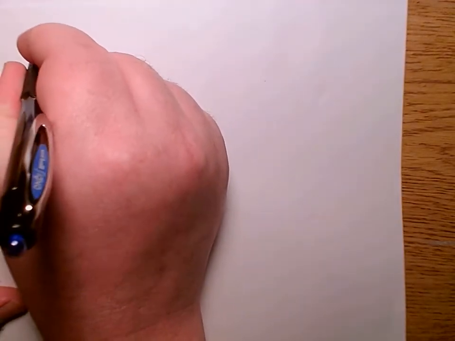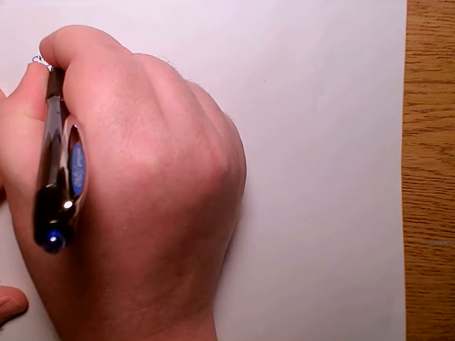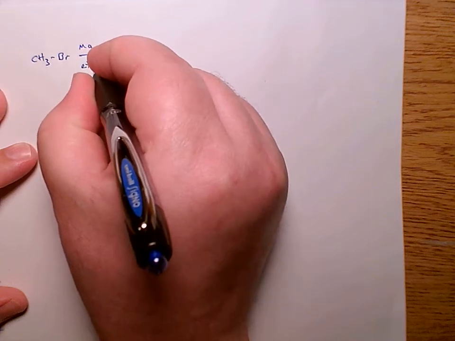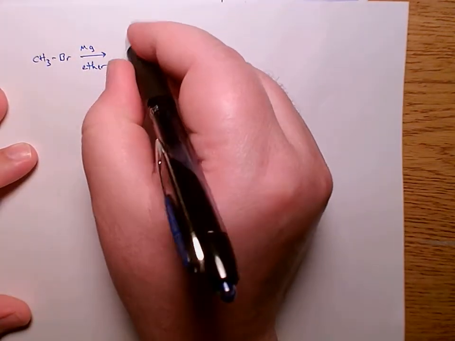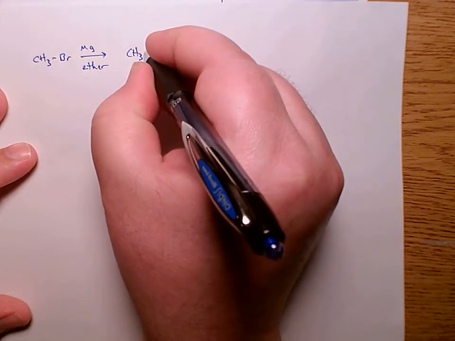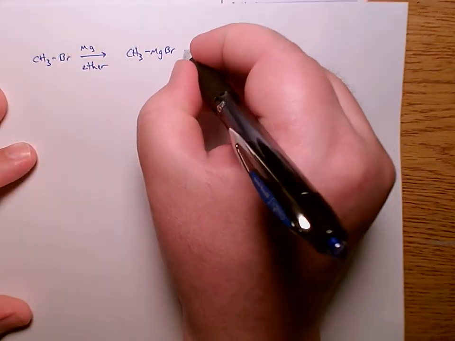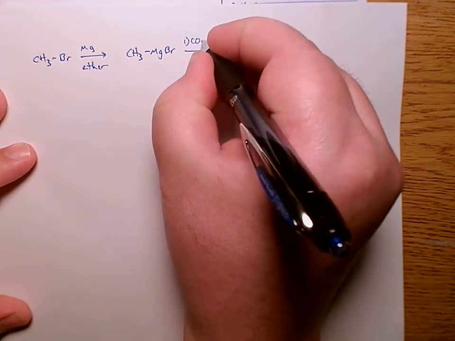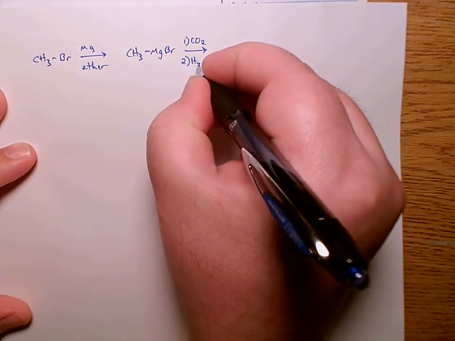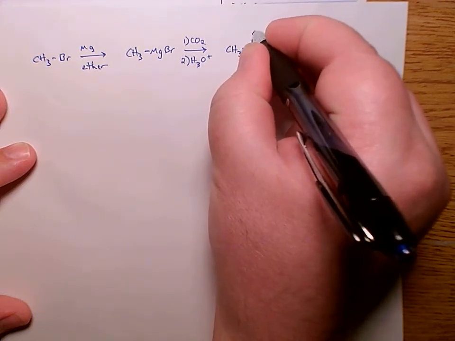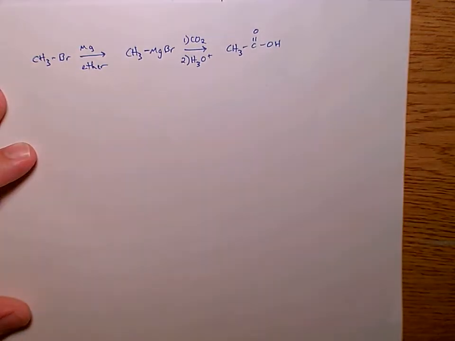let's look at this. This is fun. What if we did this? CH3Br, throw in solid Mg in ether. That will give us CH3MgBr, our Grignard reagent. Throw in carbon dioxide followed by aqueous acid workup. That will make the acid, acetic acid.